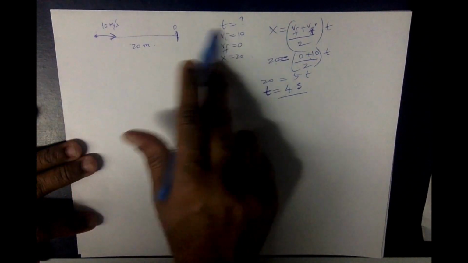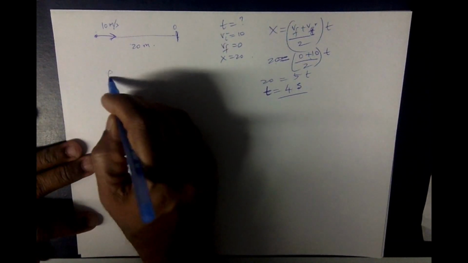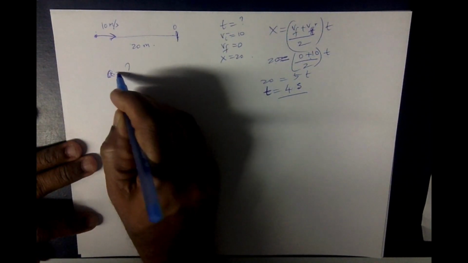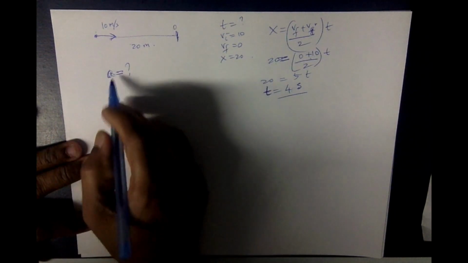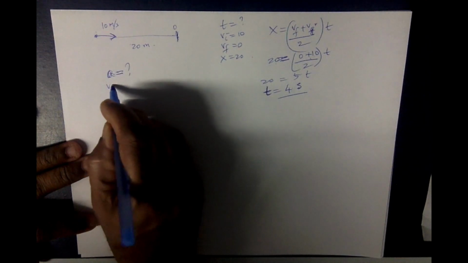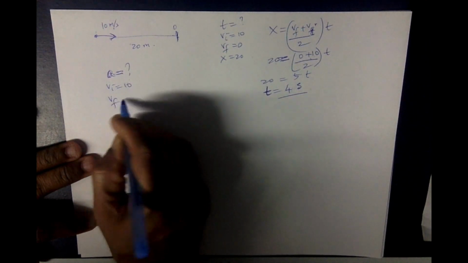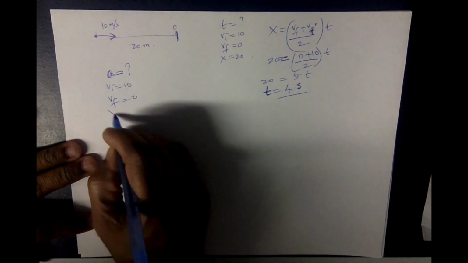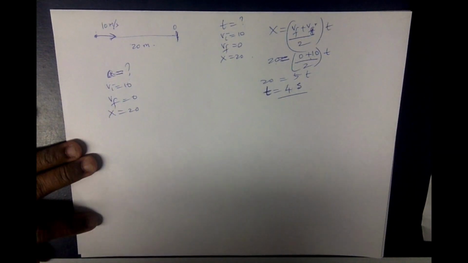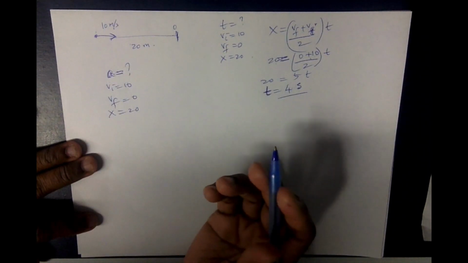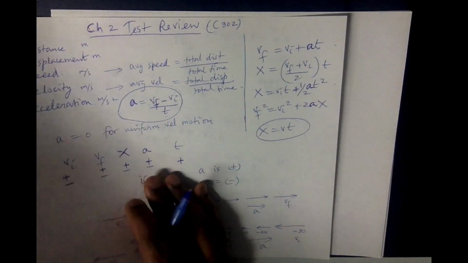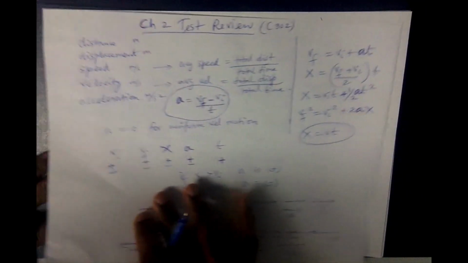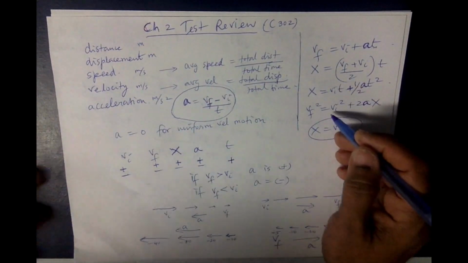Okay, now if time was not the question here, but the acceleration was the question. If acceleration was the question, then what you should do is, okay, acceleration is the question, initial velocity is 10, final velocity is 0, and displacement is 20. Now what is not given to you here is time, and therefore you have to go and pick that equation. So you have to pick an equation without time.